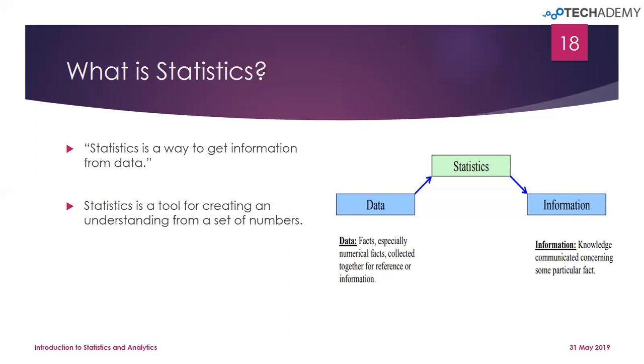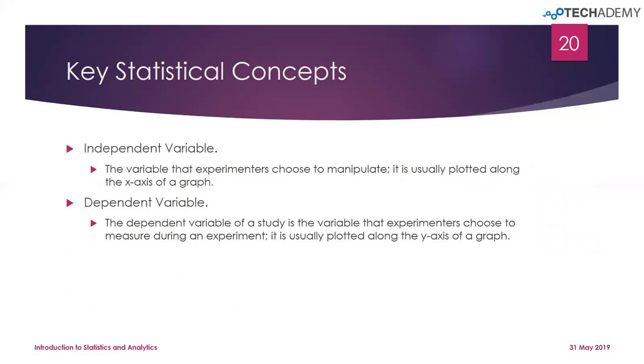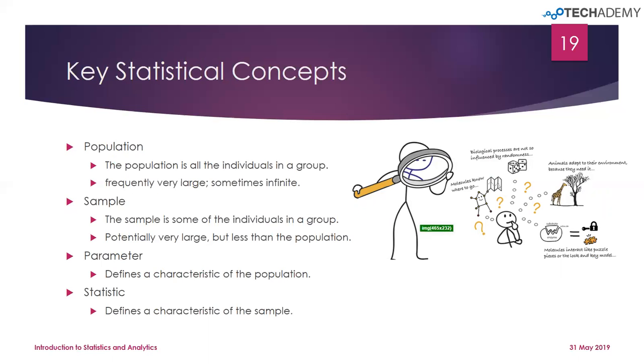All the online shopping websites have a lot of data about their customers and the previous orders that the customers have generated. So we want to use this data and extract some meaningful information out of it. So statistics is a tool for creating an understanding from that particular data and getting some meaningful information from it. There are some key statistical concepts: population, sample, parameter, statistic, and independent variable and dependent variable. Let me go through these one by one.